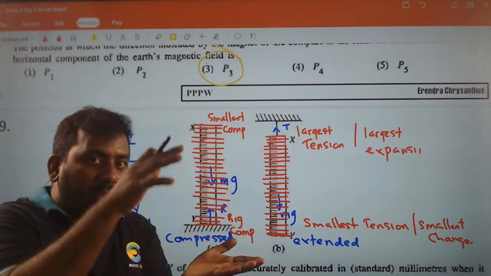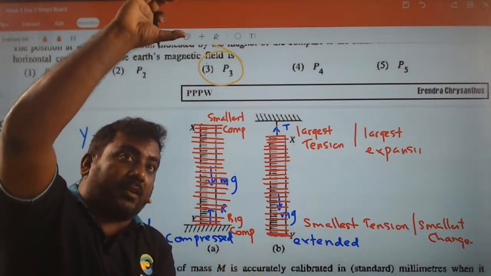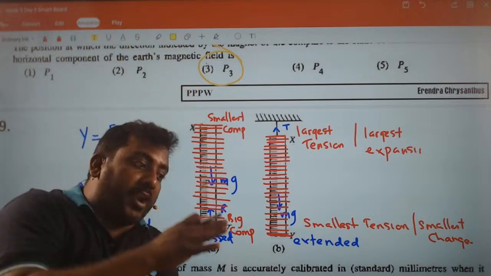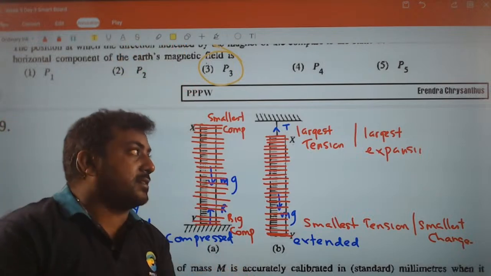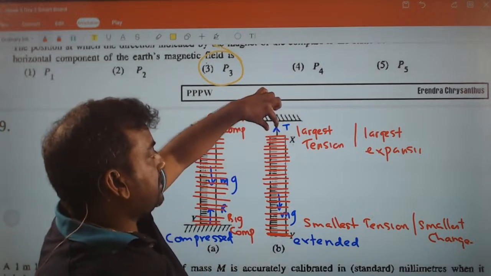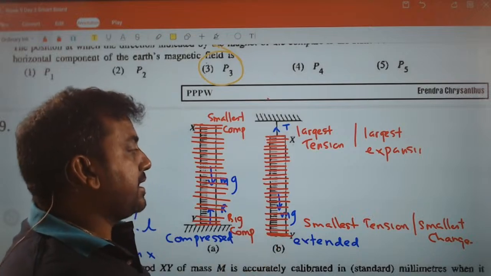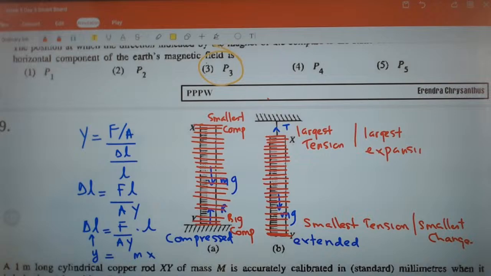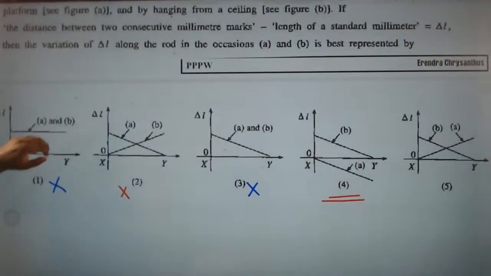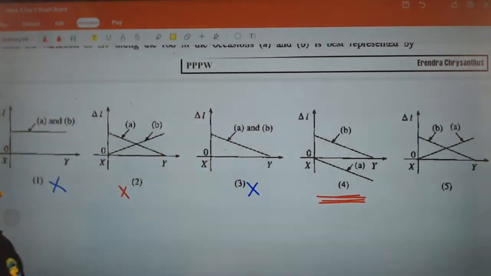Think about keeping a load on top of a load, on top of a load. Top one will have less compression. Next one, slightly more. The more you go down, the bottom one has greater compression. If I am pulling it, biggest tension is here, so biggest expansion is there. Smallest tension is here, smallest expansion is there. So from this you can say, most suitable answer is answer number 4.